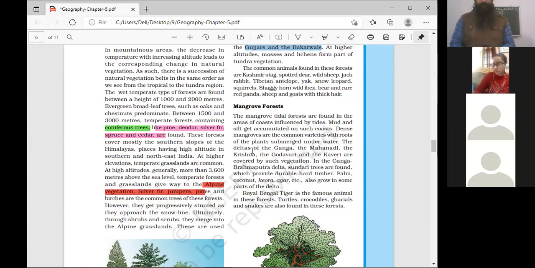Gujjars are known for rearing cattle, especially buffaloes, not cows, because in the harsh climatic conditions of the mountains, cows cannot live. So they preferably rear buffaloes only. Next, in these regions of mountain vegetation, what kind of animals, fauna, live in such harsh weather conditions?